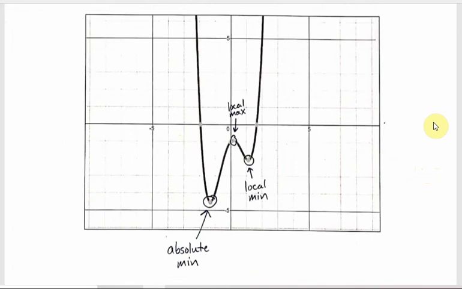So with this one, this appears to be a function of even degree because on the left side and the right side, both ends are going upward. But notice how this works. The one that's the absolute min down here, that's the absolute lowest point of the function, right? Like this is a valley in this part of the function, but there's no point anywhere else that's lower than that. That's what makes that the absolute min.